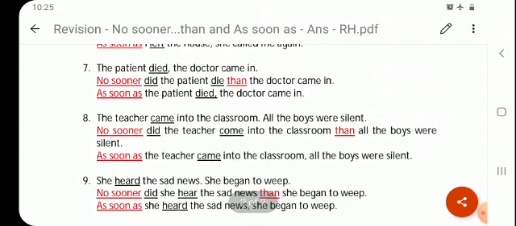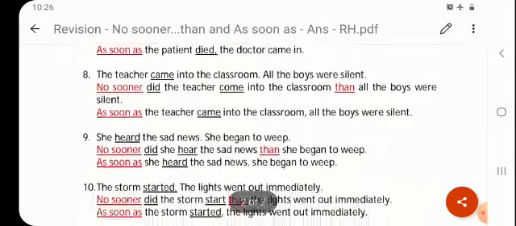Next one, the patient died, the doctor came in. Died, past tense. So no sooner did the patient die, then the doctor came in. How tragic. Then next one, as soon as, we'll first try to change the same into as soon as. So we'll remove the word did. As soon as the patient died, again original form, comma, the doctor came in.